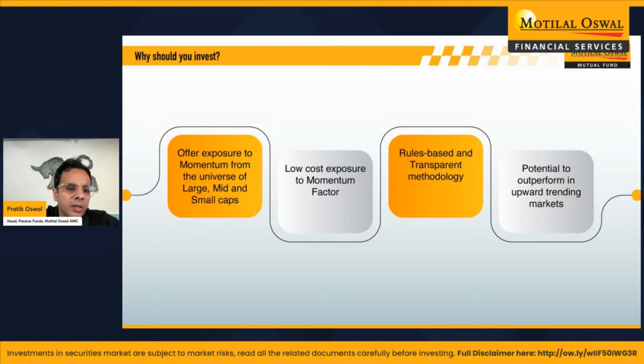So again, it offers momentum, and momentum is something which not many AMCs have. It's a very unique strategy. It's style agnostic, so it will catch on to whatever is working. It's rules based, so it's passive, so it's low cost. And also, I think what you've seen is that it has the potential to outperform broader markets, especially during upward trending markets.